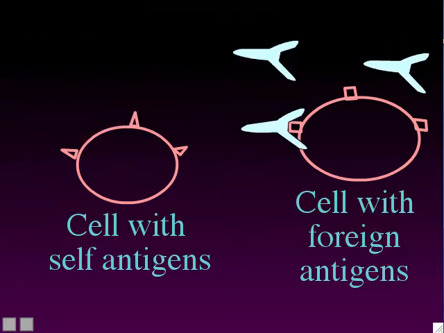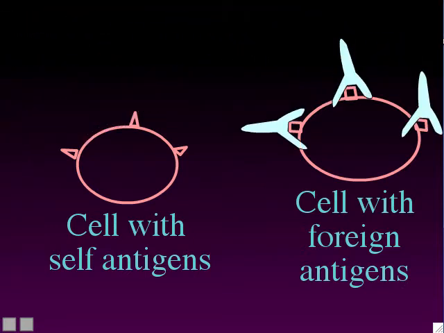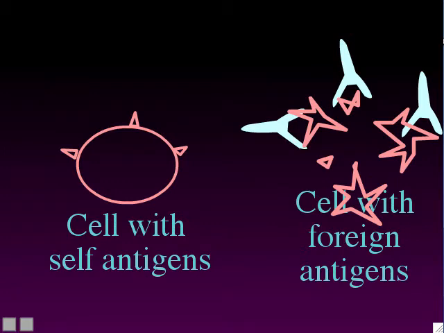The antibodies stick to the foreign antigens on the pathogen cell, and this leads to lysis of the pathogen cell. Lysis, remember, means tearing apart or tearing open. And so there you see it. The immune system has basically shredded that pathogen cell using those antibodies.